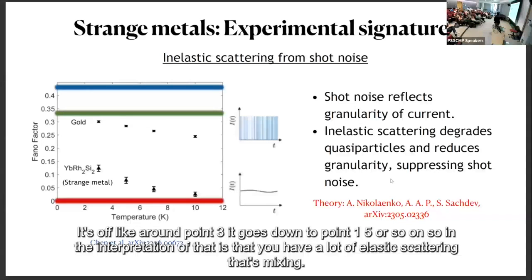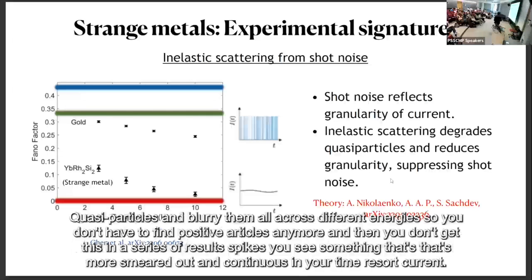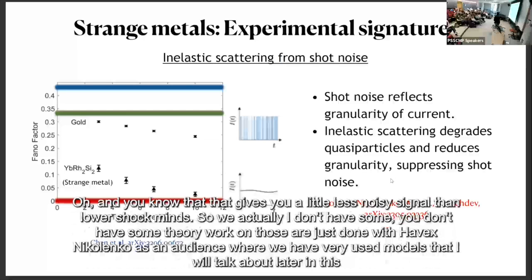The interpretation of that is that you have a lot of inelastic scattering that's mixing quasiparticles and blurring them out across different energies, so you don't have well-defined quasiparticles anymore, and then you don't get this series of resolved spikes. You see something that's more smeared out and continuous in your time-resolved current, and that gives you a less noisy signal and lower shot noise.